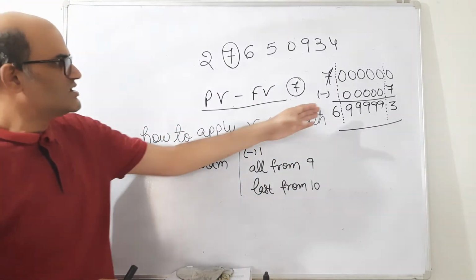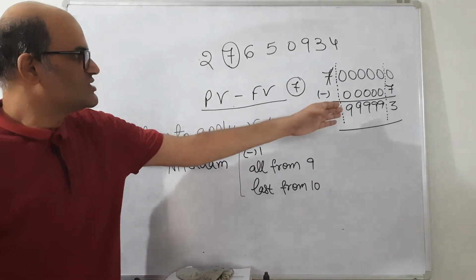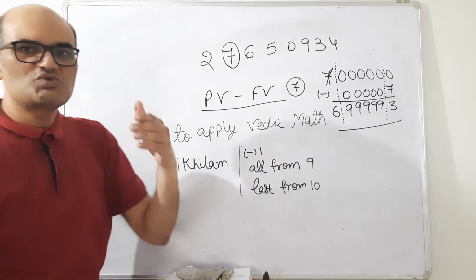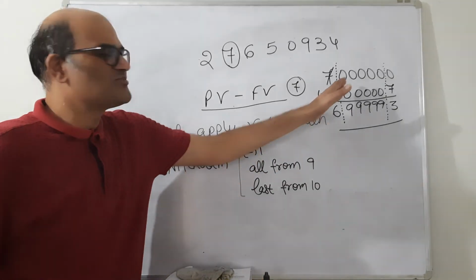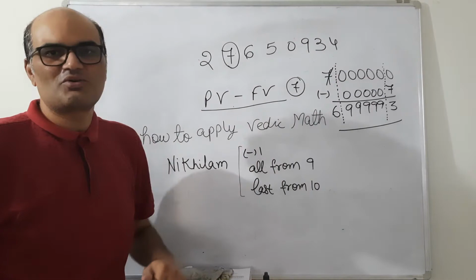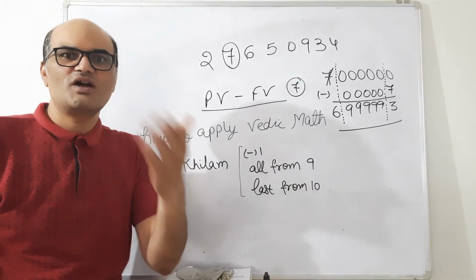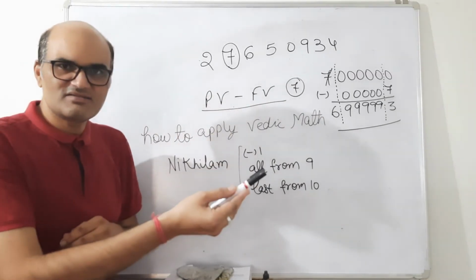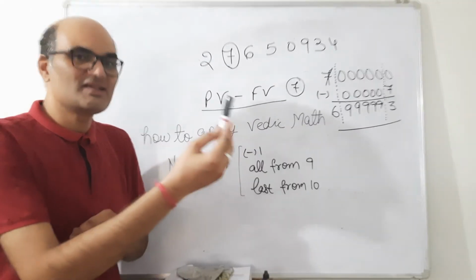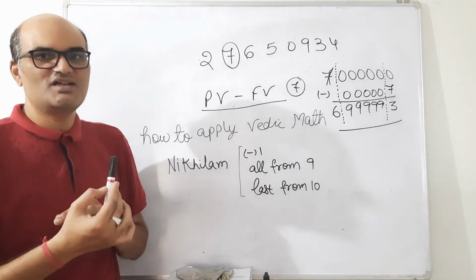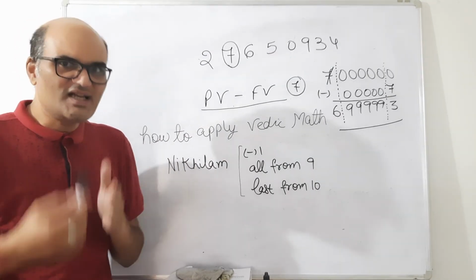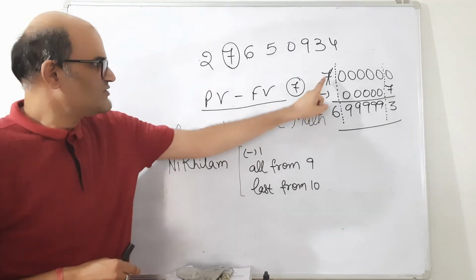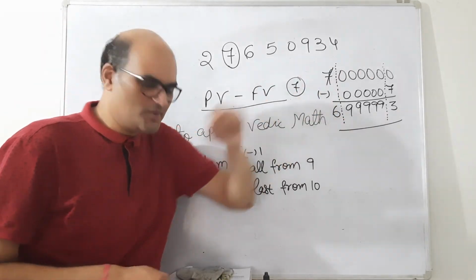So this way we can easily apply Nikhilam to this and we can so easily find the answer. Otherwise, the student has to struggle a lot in taking a borrow. Every time he takes the borrow. While through Vedic mathematics, we already made it 9. The student first gives a borrow, and when he reverses, at the back side of the number, he has to take that 9 in this case. So why don't we take the 9 in the beginning only? So minus 1 from the first, all from 9, last from 10.